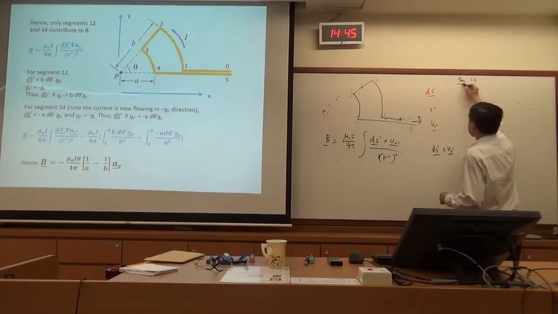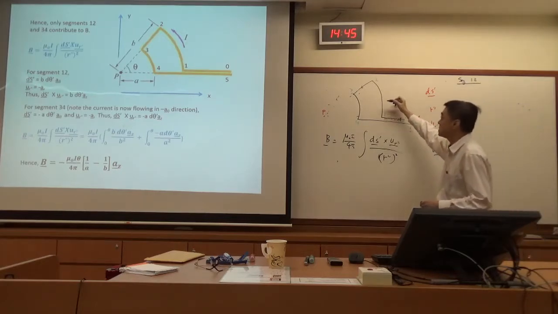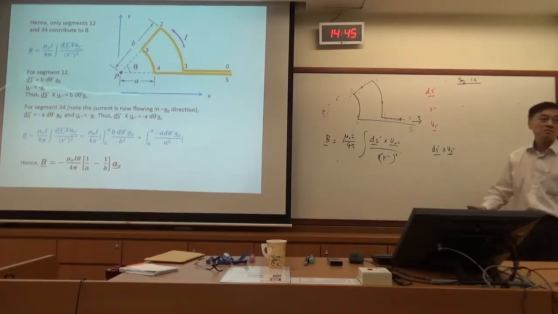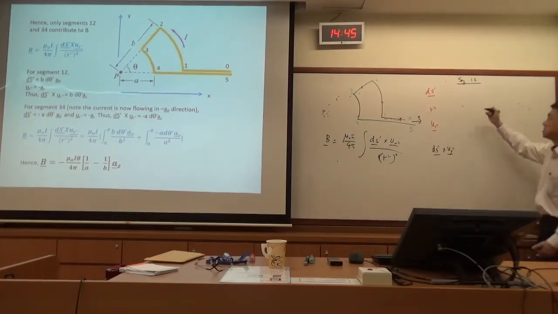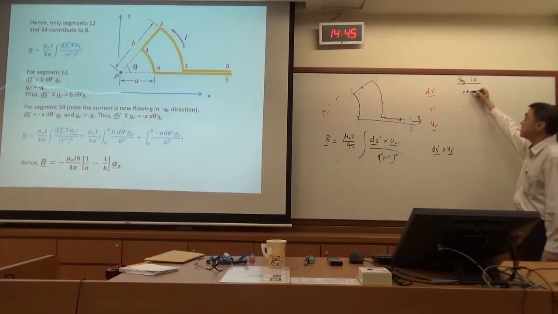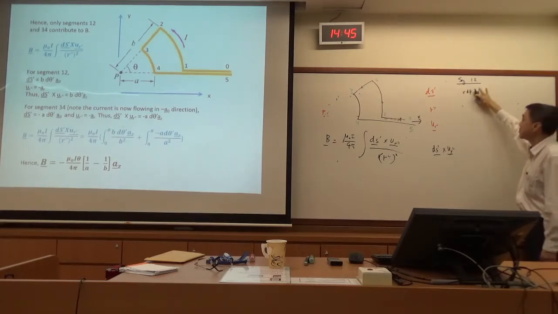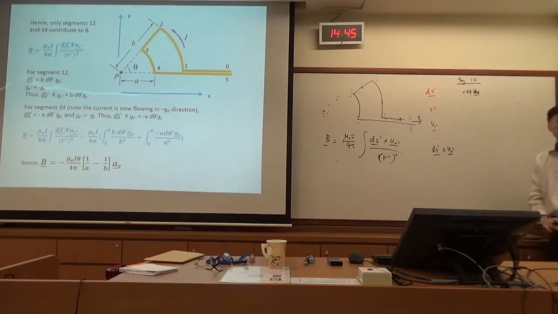Segment 1, 2 is here. Cylindrical coordinate system. This is equal to R dφ, Uφ. Okay, which is very simple.